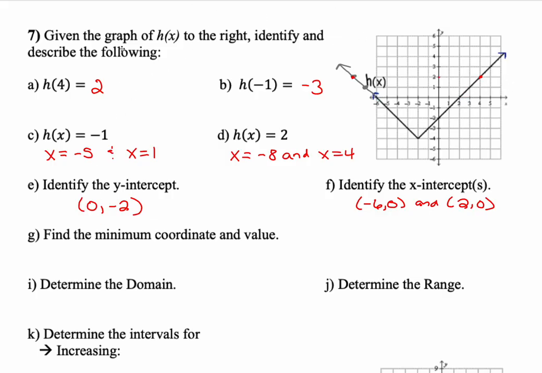Next says find the minimum coordinate and value. So the coordinate is going to be the lowest point on the graph since it says minimum. And the value will be the y value of that coordinate. So we look at the smallest point or the lowest point on the graph. And that is at a coordinate of -2, -4.